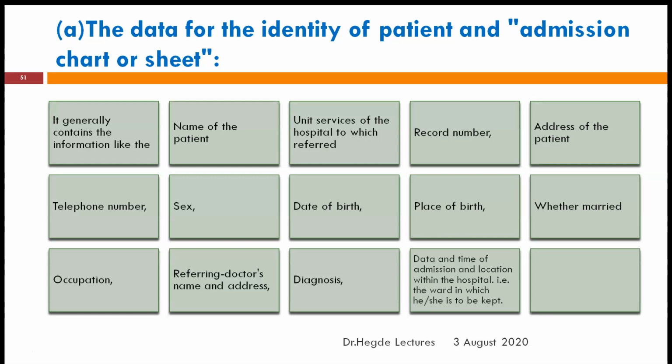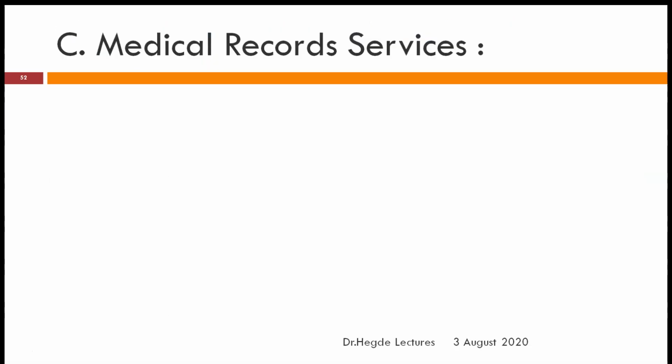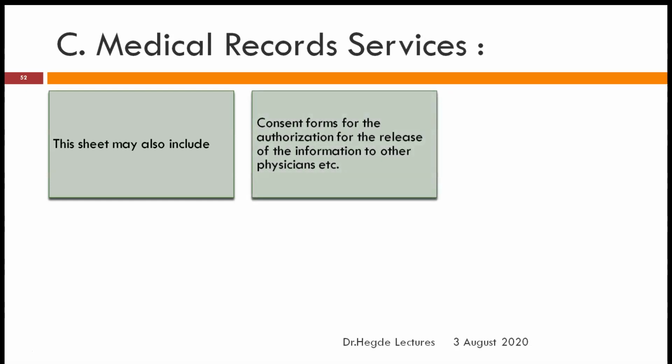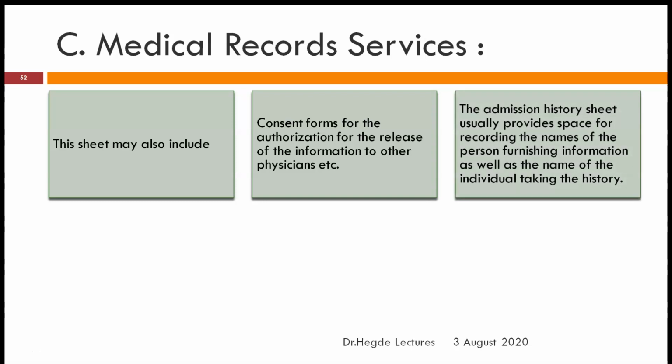Okay, all this relevant information reveals the data to identify the patient. This is called the admission chart or sheet. The sheet may also contain other things like consent forms for the authorization for the release of information to other physicians. Some information may be private, so the consent forms are required. The admission history sheet usually provides space for recording the names of the person furnishing information as well as the name of the individual taking the history.